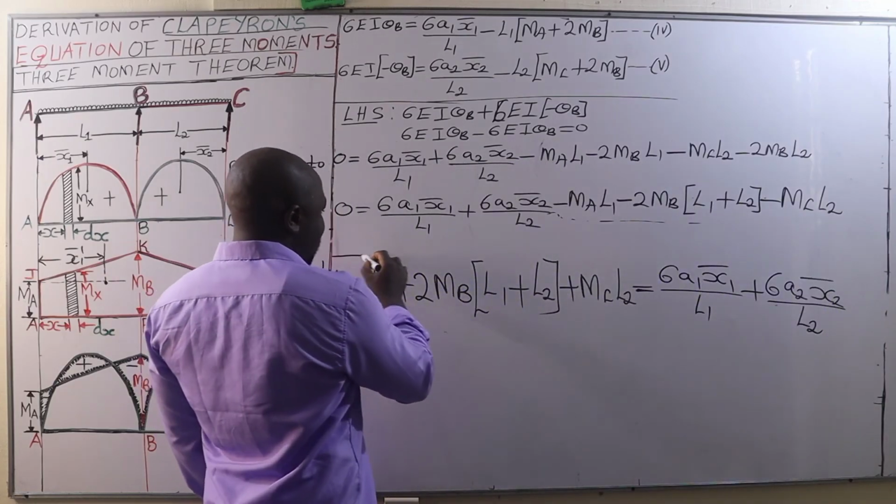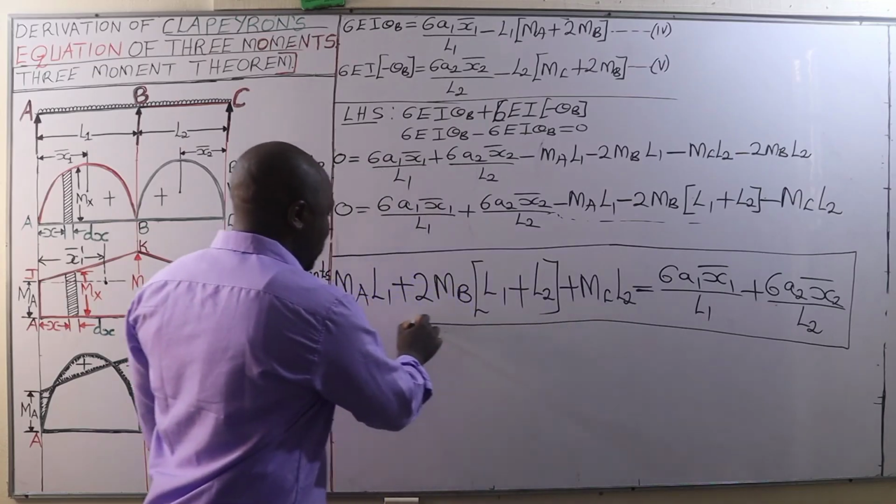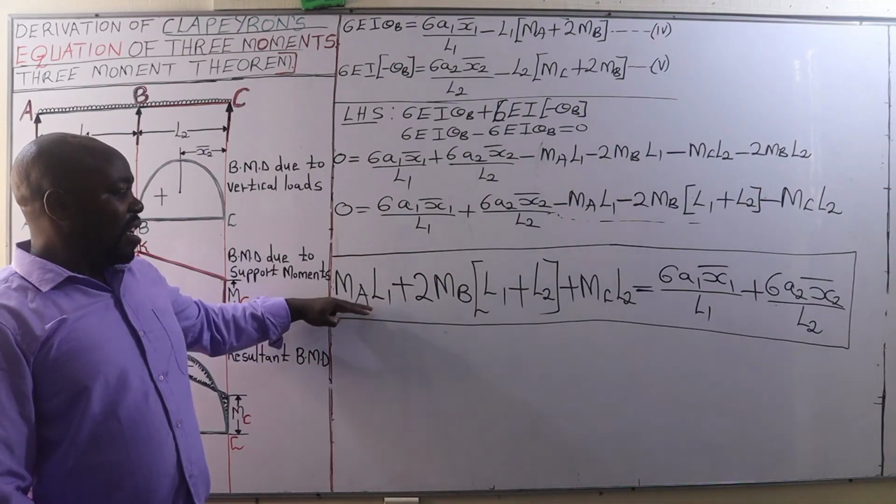And therefore, ladies and gentlemen, this is now what we call the Clapeyron's equation of 3 moments, or the 3-moment equation.